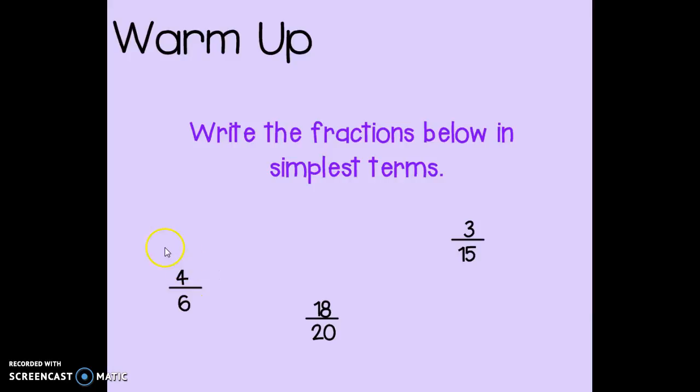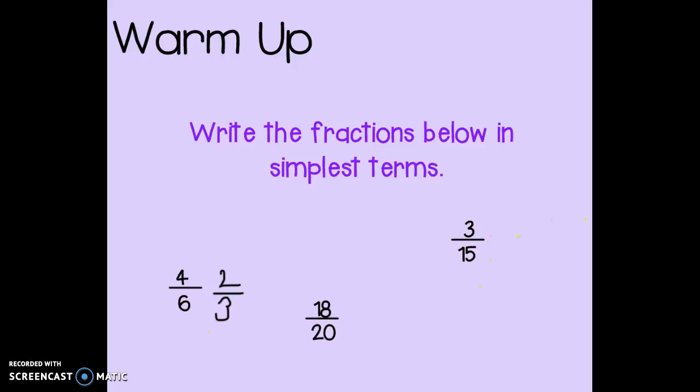Let's say I have this fraction right here, 4/6. Now we've seen fractions like this before. This is not an improper fraction, but I do know right away that I can make this fraction smaller. I see that both of these numbers are even. Whenever both numbers are even, I know I can cut them in half. So half of 4 is 2, and half of 6 is 3. Now I look at this fraction. Can I make this any smaller? No, I can't. So I know now I have simplest terms.